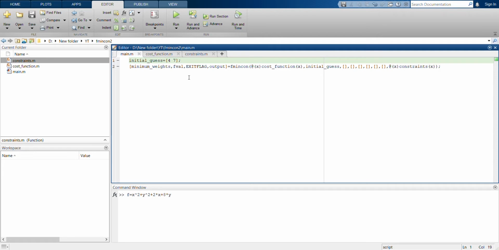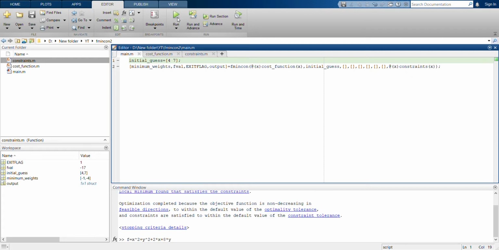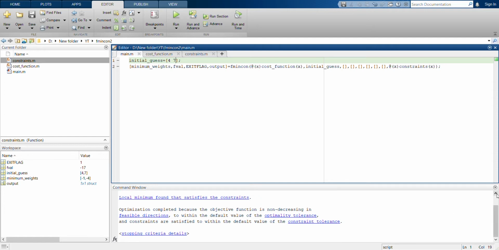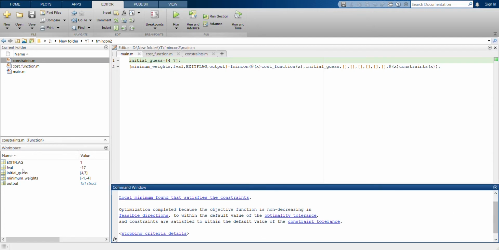And now the initial guess, it needs to be two values because we have both x and y. We need to supply as input two initial guesses for the two variables. So in here I suppose that the initial guess is 4 for x and 7 for y. Now let's run this and see what the output is. So you see it says local minimum found that satisfies the constraints, and from here you can see the minimum value is minus 17, and it happens when x is minus 1 and y is minus 4.